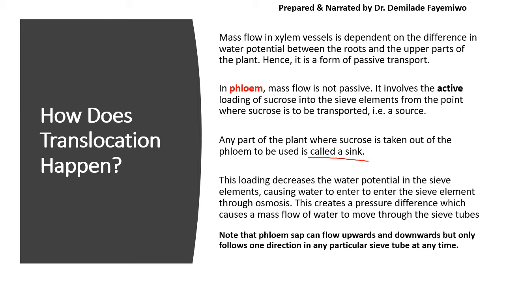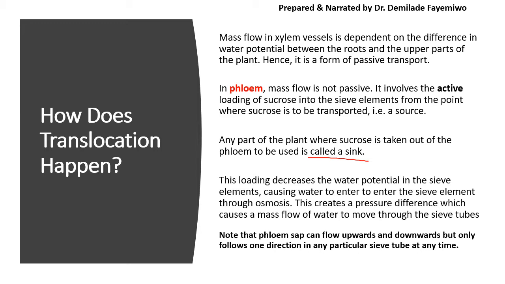What happens then is that when sucrose is loaded into the phloem, and this is something to bear in mind, what do you think would happen to the water potential in the phloem? Obviously, this decreases the water potential because now you have put in a lot of sucrose into the phloem, or what we often call the sieve elements. And as a result of this, water will then flow into the phloem through osmosis.